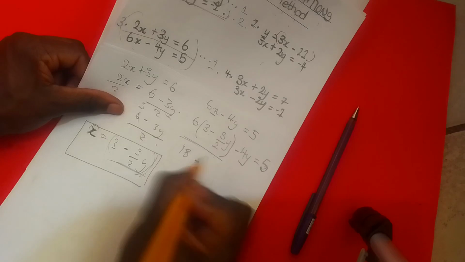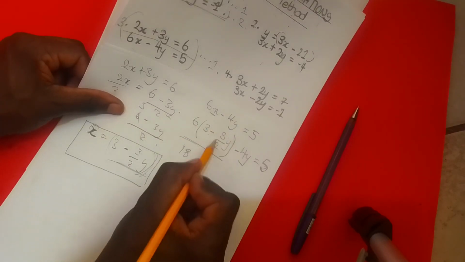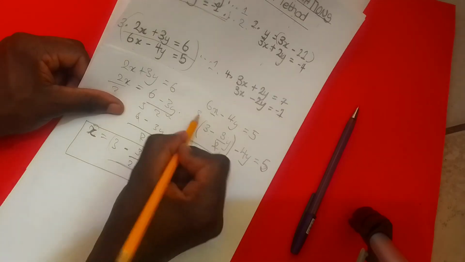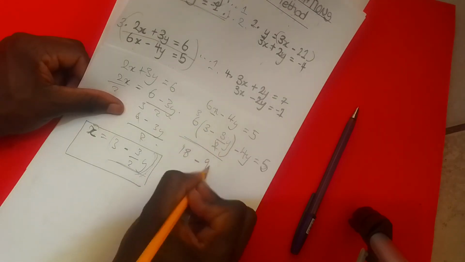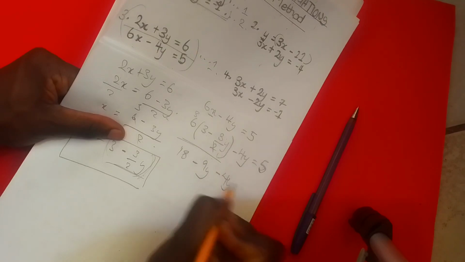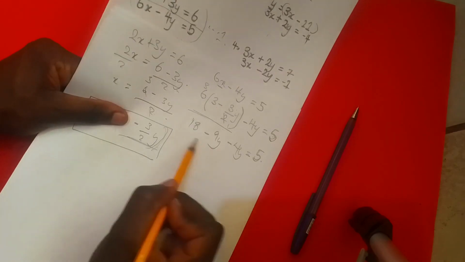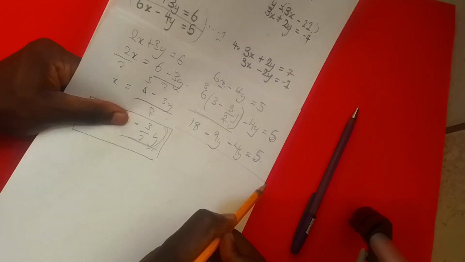18 minus 6 times 3 over 2y, which is 3. 3 minus 3, which is 9y. 9y minus 4y is equal to 5. Okay, I hope you're with me. So we only need now to simplify, right?